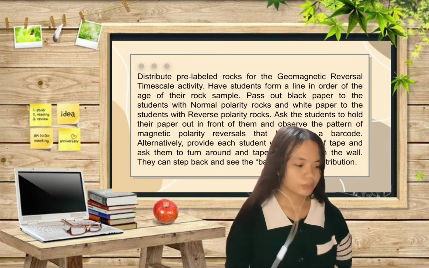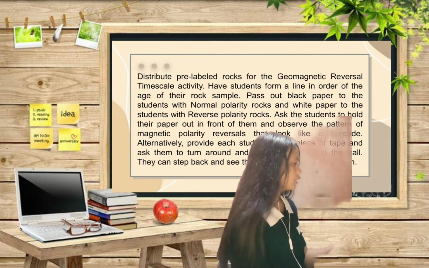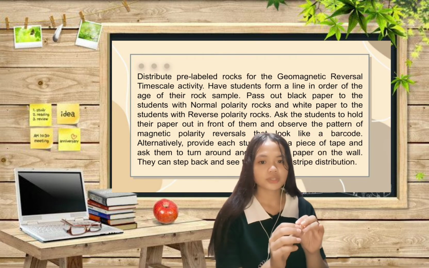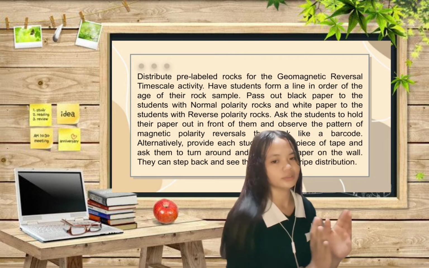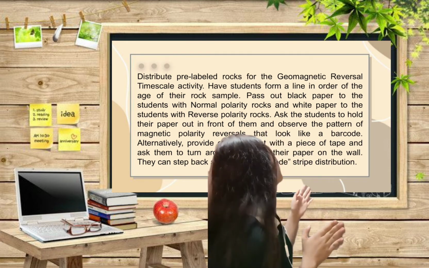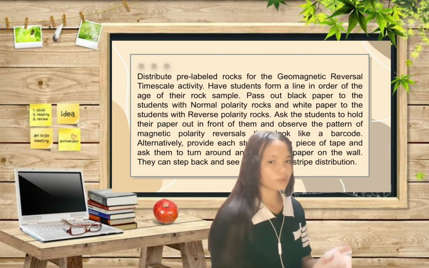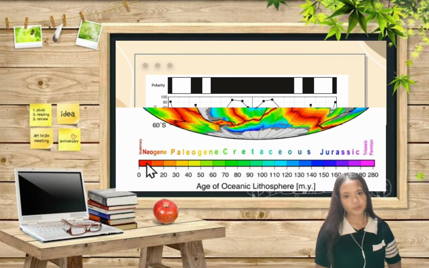So the first row, can you go in front and get a piece of bond paper? And with that, I want you to arrange the ages of the rock from the newest to the oldest. After you arrange that, you can paste it here on the blackboard. And then, after that, you can go back to your seat. Thank you for your participation.